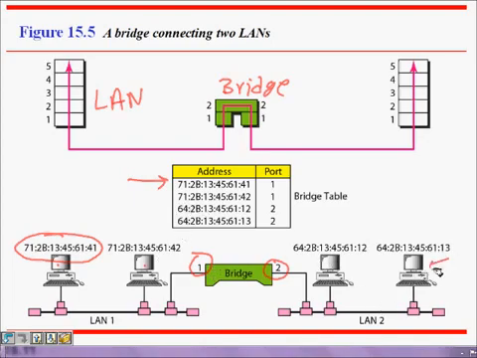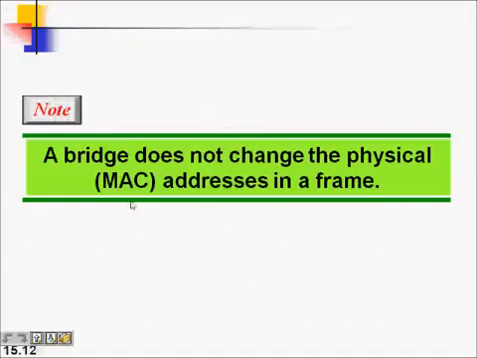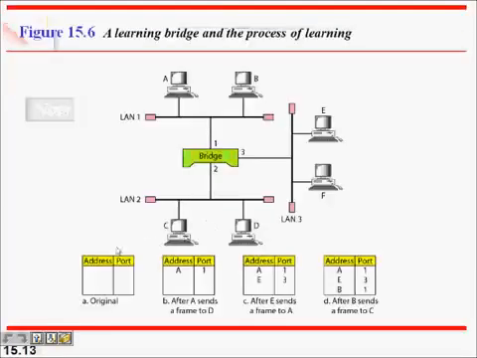For example, in LAN 2, let's say this machine sends a frame to this one. The bridge will do a lookup here. It is 71 to B 1345 61 41. It will see that this is on port 1, so it will forward it to port 1. If it was just to, let's say, 61.12, this particular computer, then it will find that it is in the same LAN 2 and just forward it to port 2. It will not go out to LAN 1 and will not cause unnecessary collision. This is the beauty. A bridge does not change the physical address in the frame. It only makes a lookup for it.